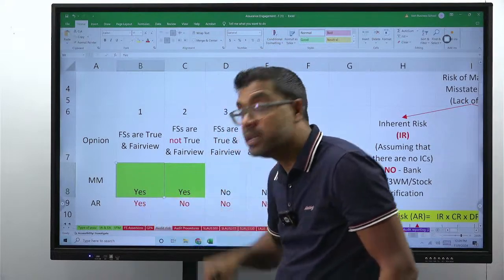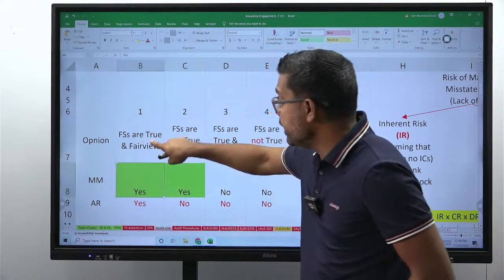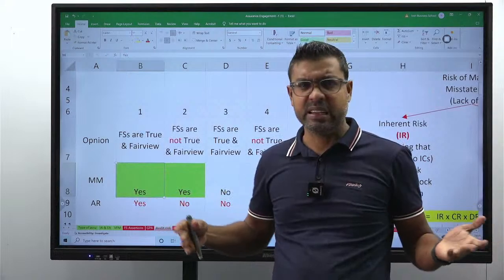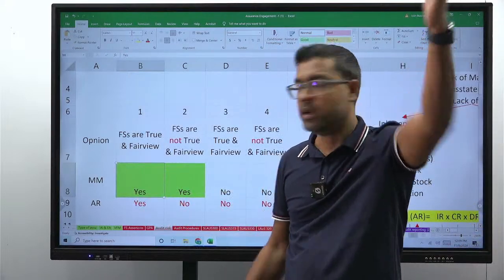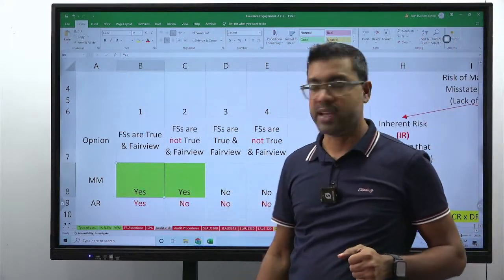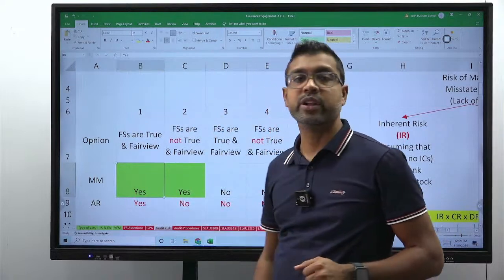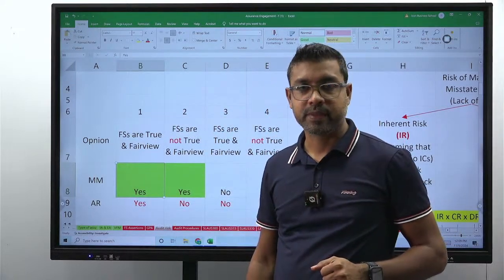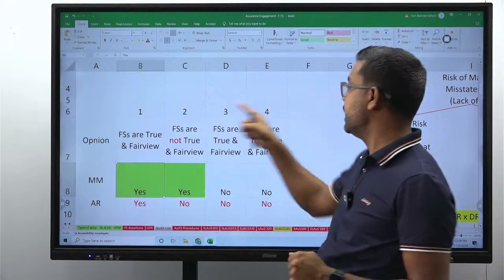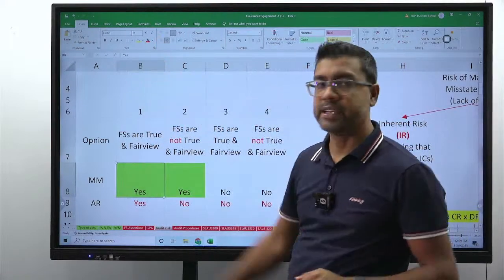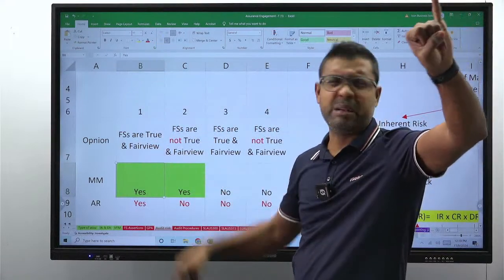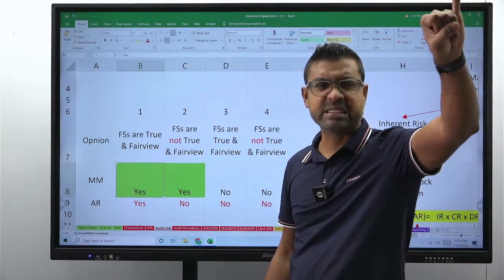Audit risk? Yes. Your opinion is not appropriate. You are saying true and fair view, but material misstatements are there. Remember, only in this scenario can you see audit risk. There are four scenarios, and you can see audit risk in this scenario. Why? Your opinion is not appropriate. Bad. You are saying financial statements are true and fair.